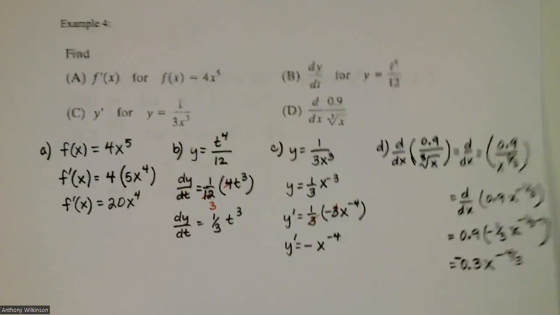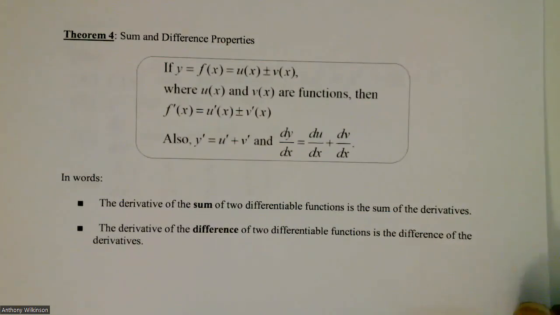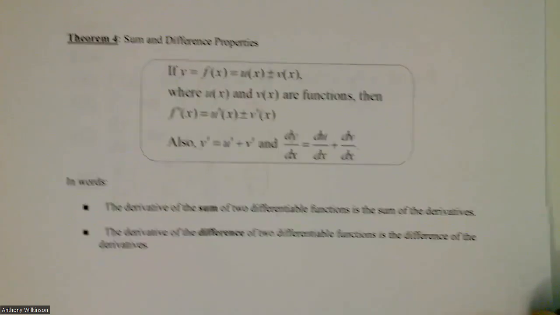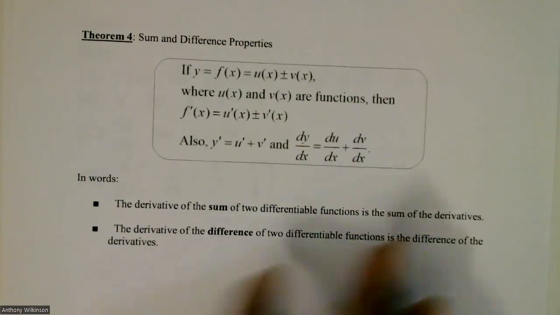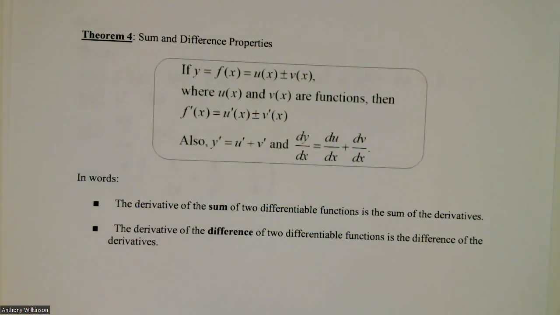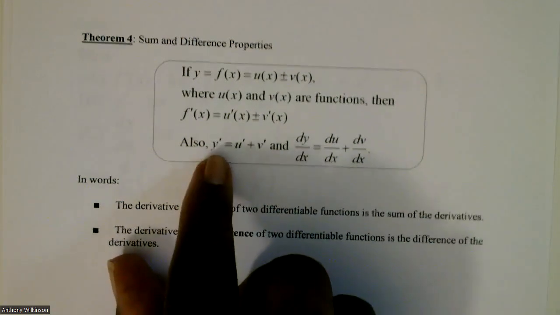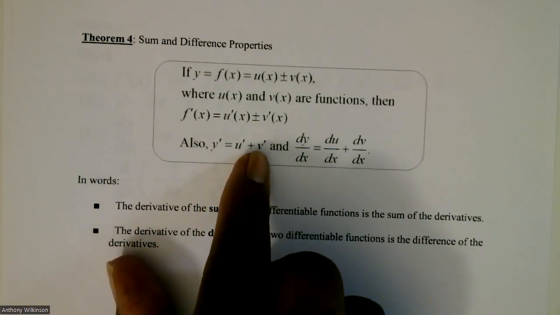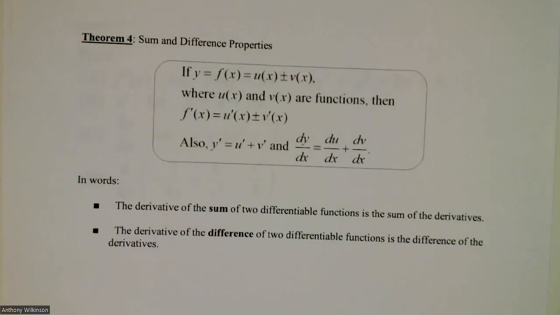All right, theorem 4 deals with the sum and difference properties. If y equals f of x equaling u plus or minus v of x, where u of x and v of x are functions, then f prime of x will be equal to u prime of x plus or minus v prime of x. And also we can write it as y prime is equal to u prime plus v prime, or we can write it like this: dy dx is equal to du dx plus dv dx.